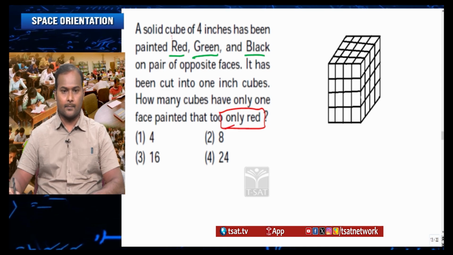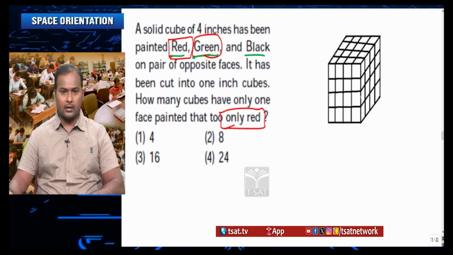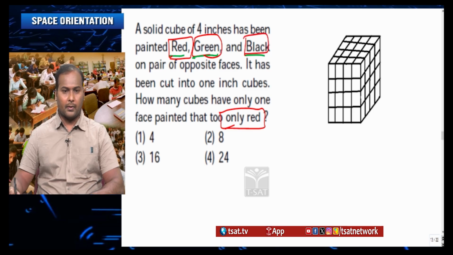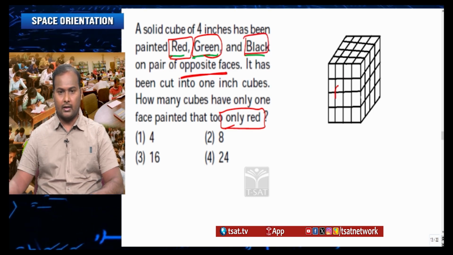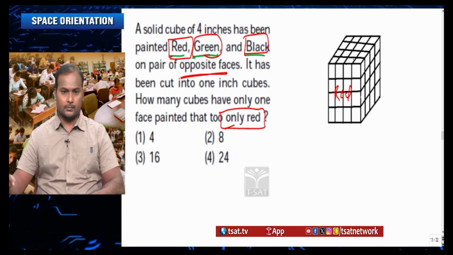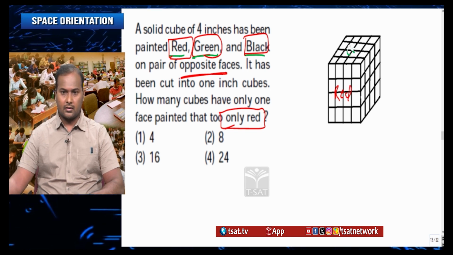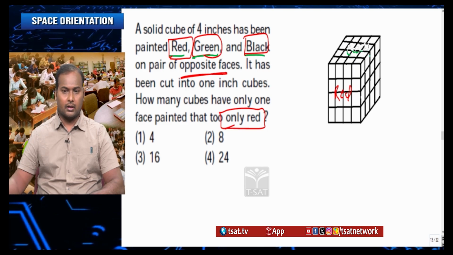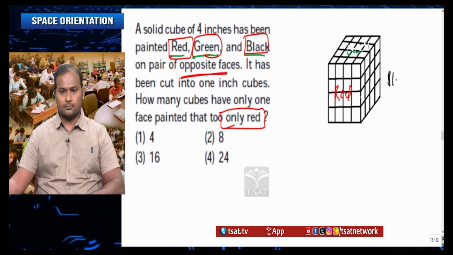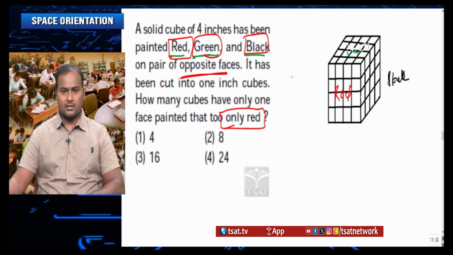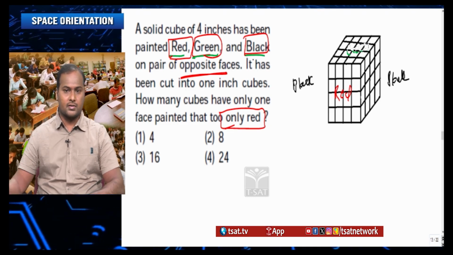The two only red. So in total, how many colors here? 3 colors: red, green and black, on pair of opposite faces. Means if front is red, back is red. If top is green, bottom is green. If the right side is black, the left side is also black. So this is the meaning of on pair of opposite faces.